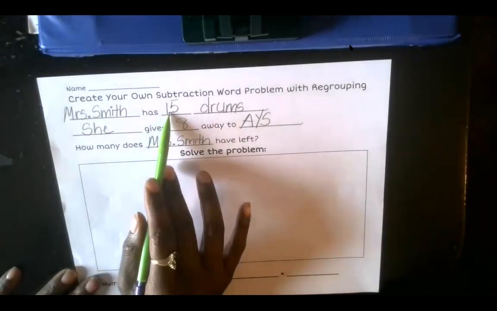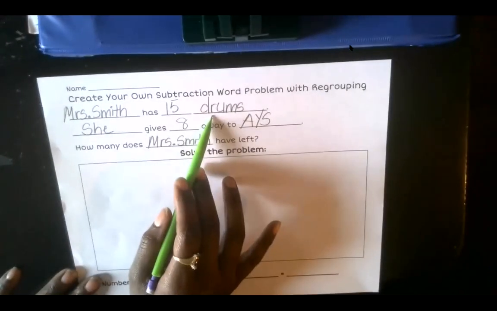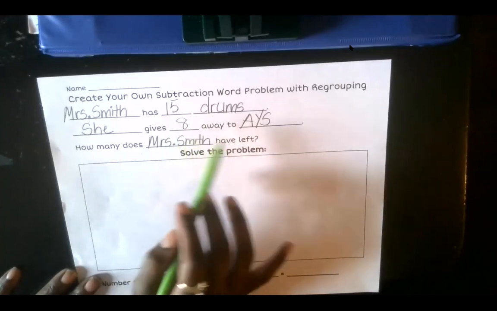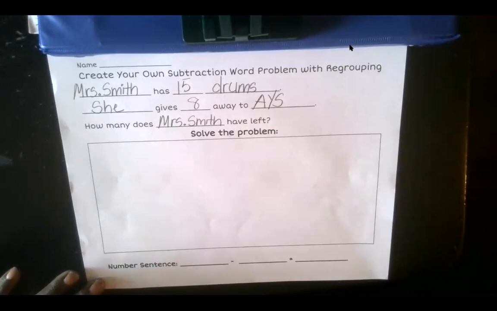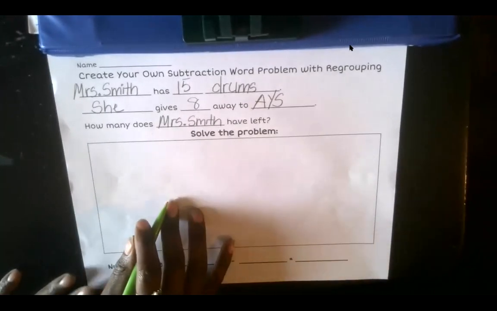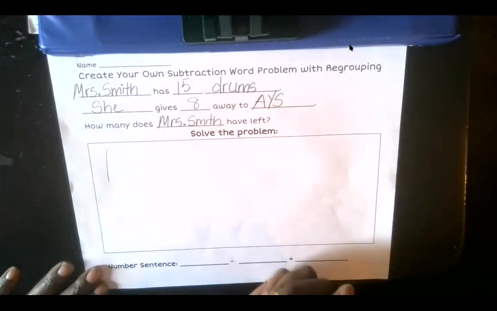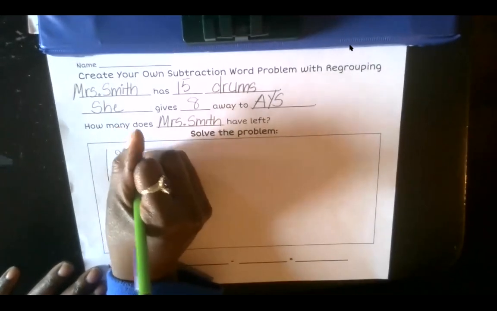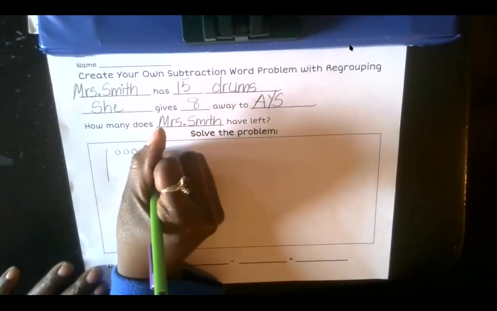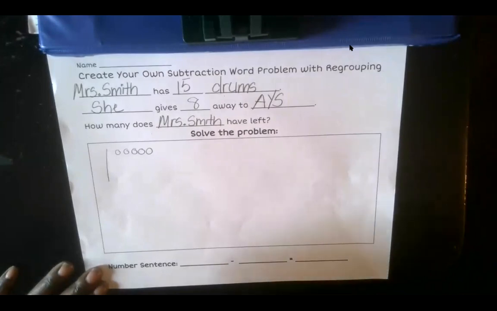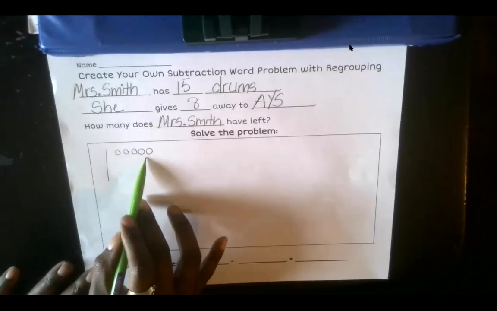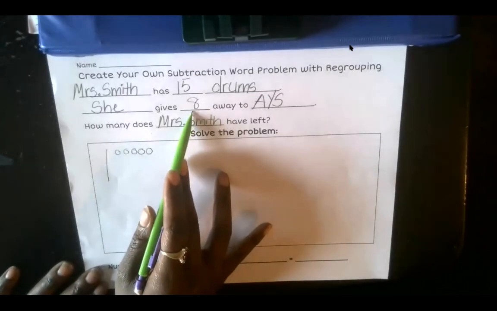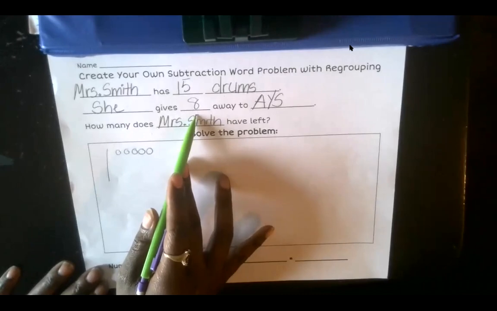So here's my subtraction problem. Mrs. Smith has 15 drums. She gives 8 away to AYS. So let's see how I can solve this. I'm going to do a model. So 10, 11, 12, 13, 14, 15. Now, I only have 5 ones here. I don't have enough to subtract the 8 ones that she gave to AYS.